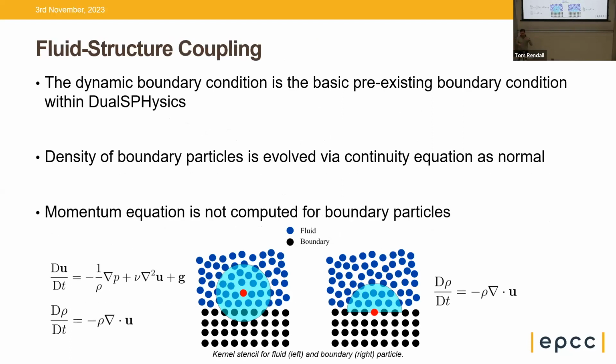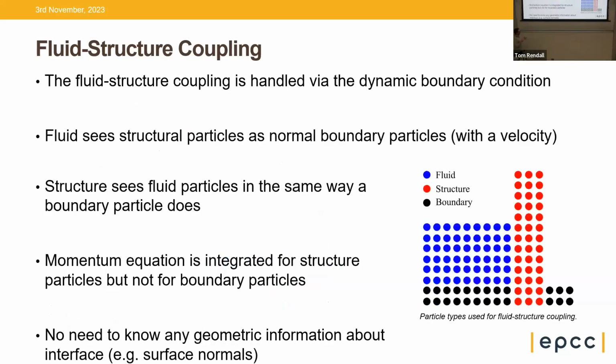In terms of the coupling, we just use the very basic pre-existing boundary condition in DualSPHysics, which is called the dynamic boundary condition. The way this works is for boundary particles, you evolve the continuity equation as normal, but when it comes to the momentum equation, you don't do anything because there is no acceleration, or if there is, it's prescribed by the modeling. So in terms of how we adapt this to the fluid structure coupling, we introduce a third particle type, which is for our structure particles.